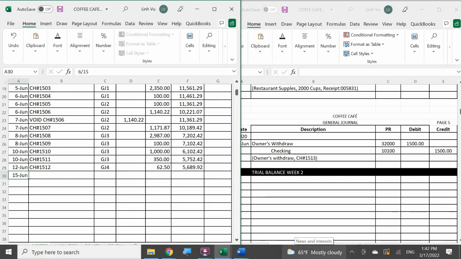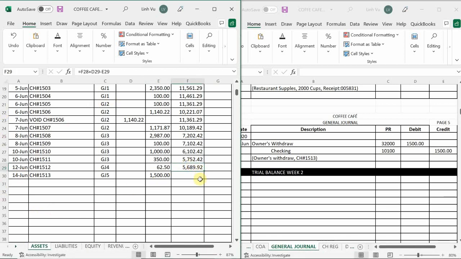So 615, right? Or 614, excuse me, 614. It is check number 1513. All right, General Journal page 5. And we decreased our checking account by $1,500, bringing our account balance from $5,600 to $4,100. So again, not so good.